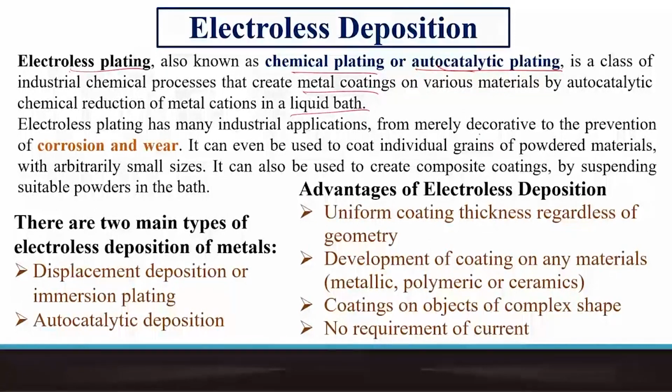So we use it because of decorative purposes, and also prevention of wear, corrosion, or other surface degradations. And what we coat basically are the grains or individual particles, powder in nature, usually very, very small in size. One can actually create composite coatings, not just alloy, but even composite coatings with dissimilar materials by suspending suitable powders in the bath. So there are two main types of electroless deposition.